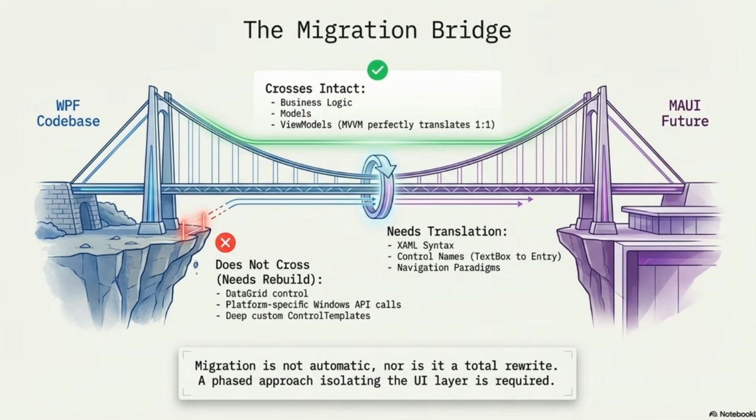XAML syntax is similar but not identical. Controls have different names. For example, TextBox is called Entry in MAUI. DataGrid has no direct MAUI equivalent. Code-behind logic is mostly compatible. Business logic and models can be shared. So the migration isn't automatic, but it's not a complete rewrite either.